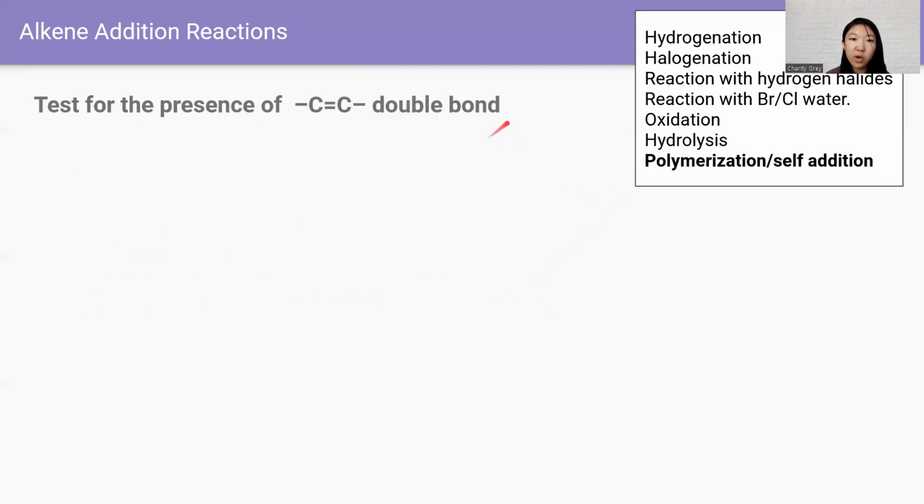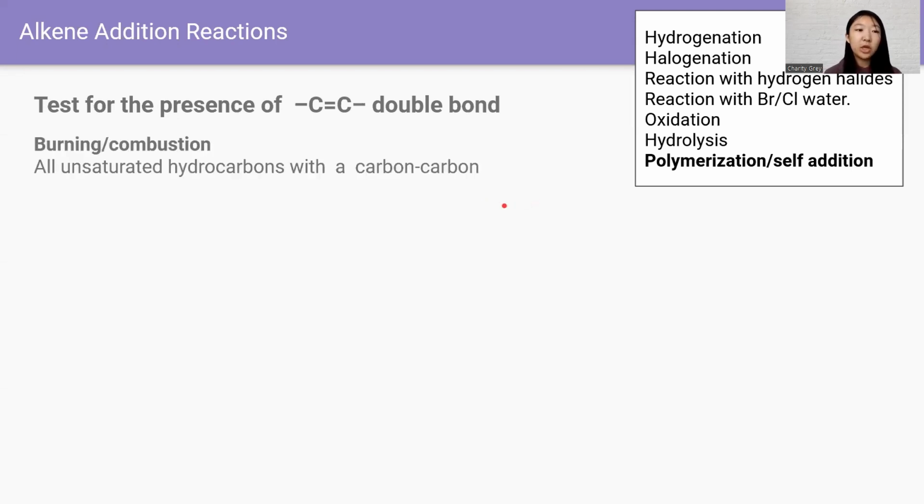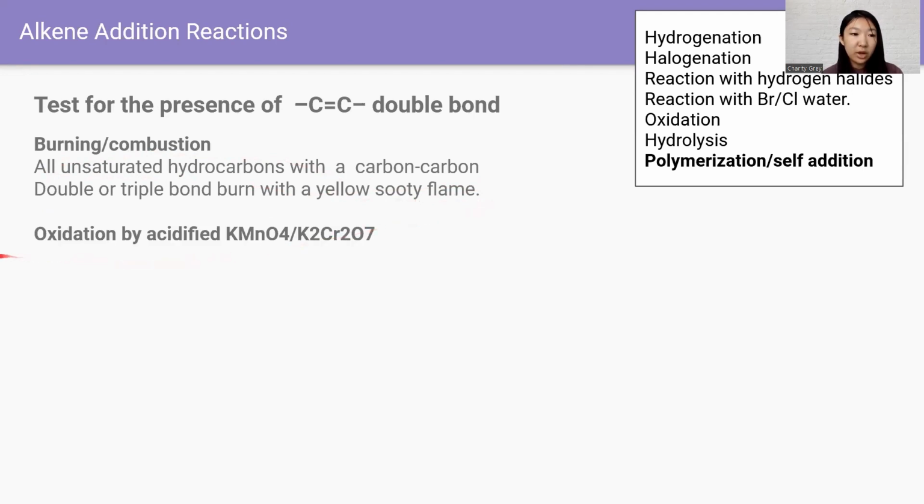Finally, we're going to test for the presence of the C=C double bond. You can do that multiple ways, right? Like we discussed earlier in today's lesson, you can use combustion. All unsaturated hydrocarbons with a carbon-carbon double or triple bond burn with a yellow or sooty flame, right? Another test is oxidation by acidified KMnO4 or K2Cr2O7. You can also replace the K with sodium, Na, right? KMnO4 is purple. If you add that to an alkene, what does it turn? It should turn colorless.